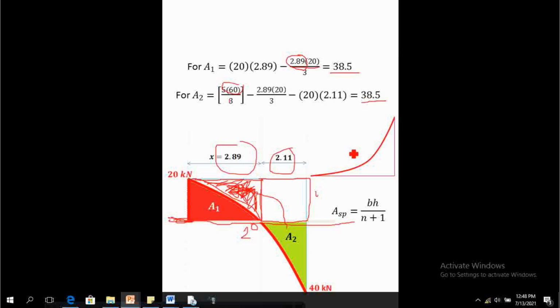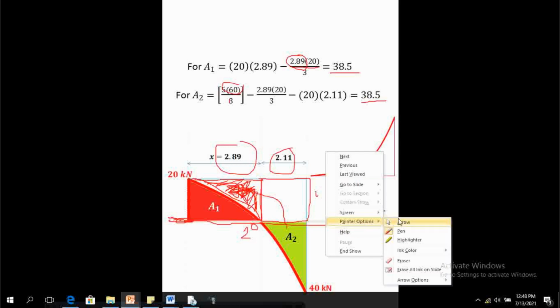Again, can you look closely at this diagram? Paano ko nakuha yung area 1 at saka yung area 2? Using the area of spandrel. Okay, this is geometry. Can we go back to your topic in geometry pag nakalimutan nyo in getting the areas?